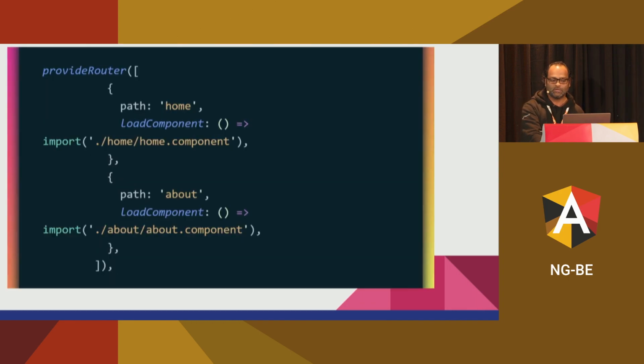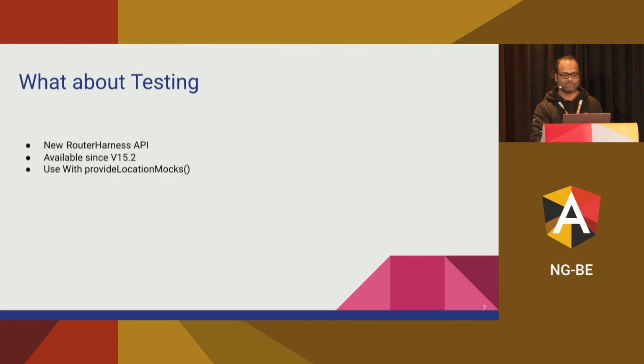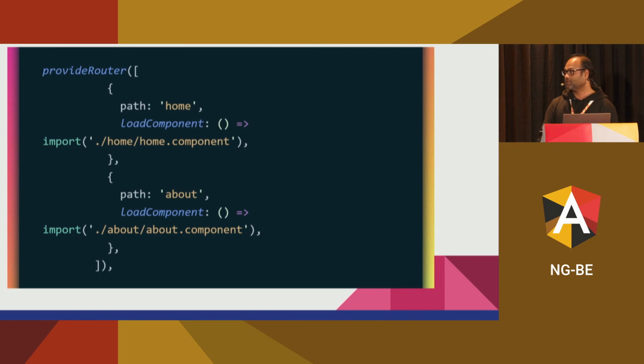So I will show you some code, which is on a slide, and for which I have taken very nice screenshots. There is a router harness API, which is available with Angular Router 15.2. You saw a talk from Alisa about harnesses, how beautiful they are. You can actually use the same. So this is how you can configure your harnesses.